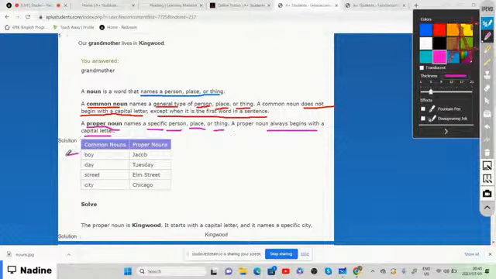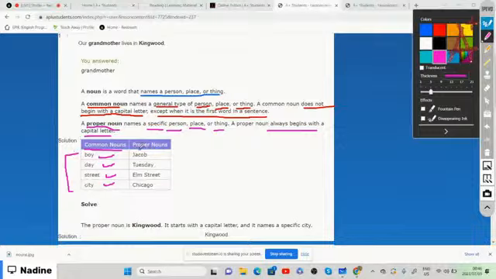Like for example, over here, the common noun is, for example, boy, day, street, city, right? So these are just general things. They say a general boy. We can mention any boy, right? So a common noun just says boy, but it can be any boy. A common noun just mentions day, but it can be any day of the week. A common noun just mentions the word street, but it doesn't identify what street we're talking about. A common noun just says city, which means it can be any city, right?